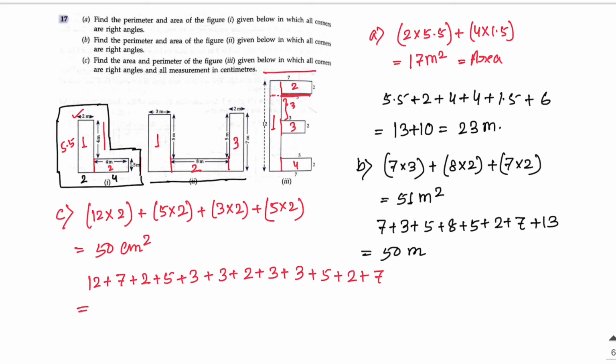So now if you add this one, 12 plus 7 19, 19 21, 26, 29, 32, 34, 37, 40, 45, 47, and then 7, 54. So here your answer is 54 centimeter. Okay, 54 centimeter is the perimeter. Now the next one, sum number 18.